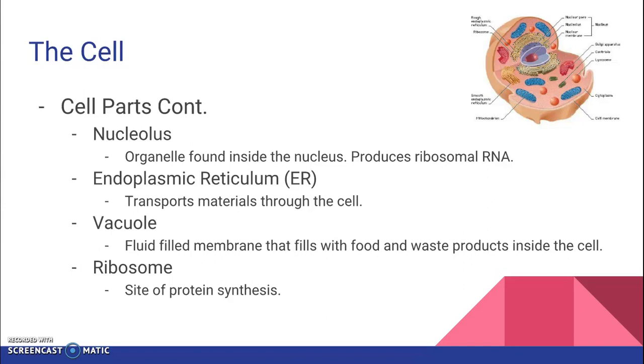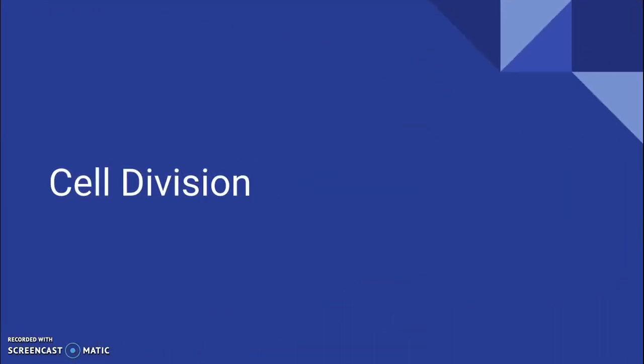The vacuole is the trash can of the cell, and it is a fluid-filled membrane that fills up with food and waste products inside the cell. And the ribosome is where proteins are made. Okay, so protein synthesis is just a fancy word for proteins being made or produced. We'll talk about cell division in the next video.